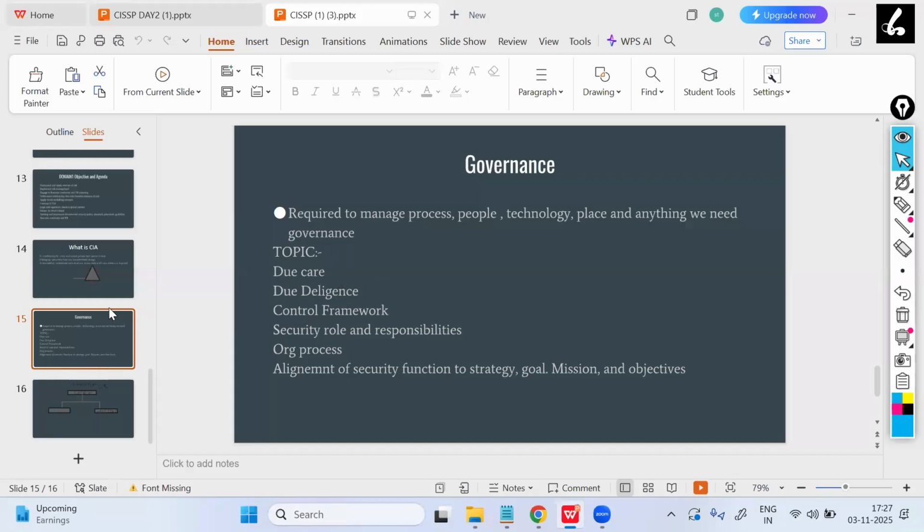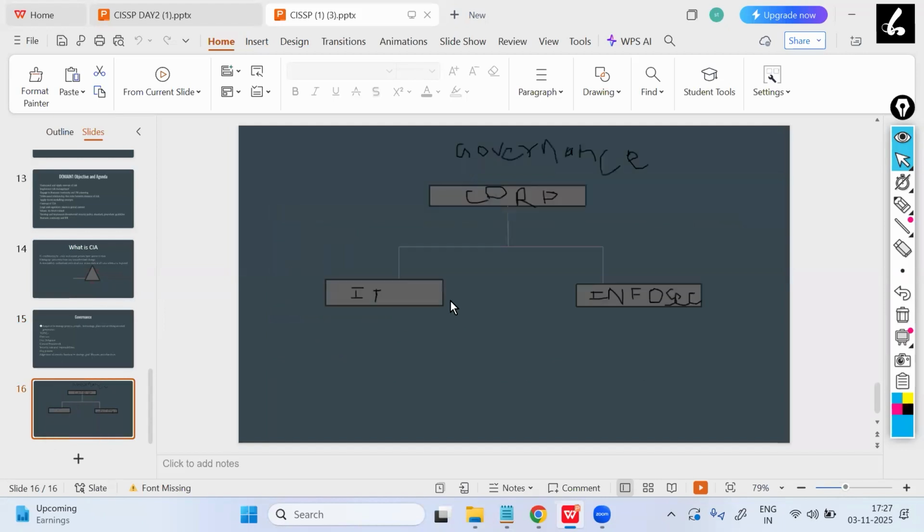For now, the concept of CIA and what governance is and how governance is classified. Governance is classified into corporate governance, and in corporate governance, we have IT governance and infosec governance, means information technology, the people who are part of the technology. Let's suppose you must have seen in our IT world, we have teams who are working on firewalls, routers, switches, like you're working on CrowdStrike.